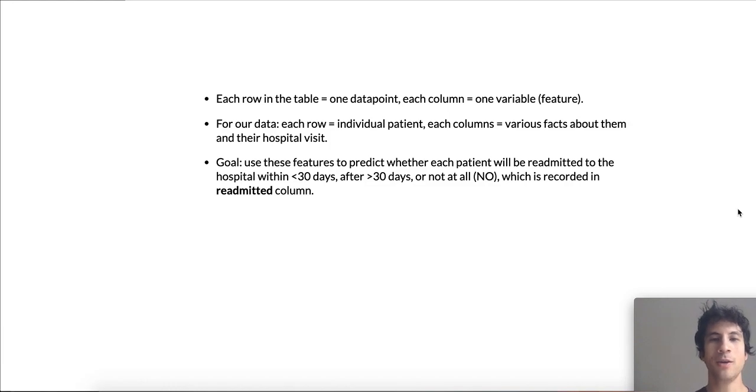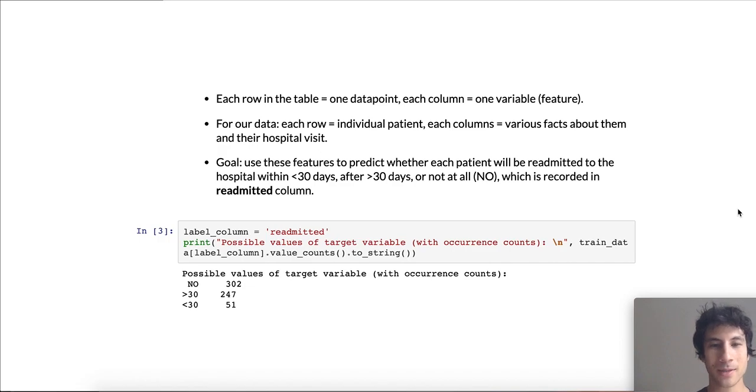Here, our goal will be to use these features to predict whether each patient will be readmitted to the hospital or not within 30 days, after 30 days, or not at all. And this, as I said before, is recorded in the readmitted column. Here we can look at some statistics of the readmitted column. We can see in our data set of 600 values, there's 300 values that are no, 300 values that are above 30, and 51 values that are less than 30, meaning the patients were readmitted to the hospital within 30 days after this stay, which is obviously a suboptimal outcome.